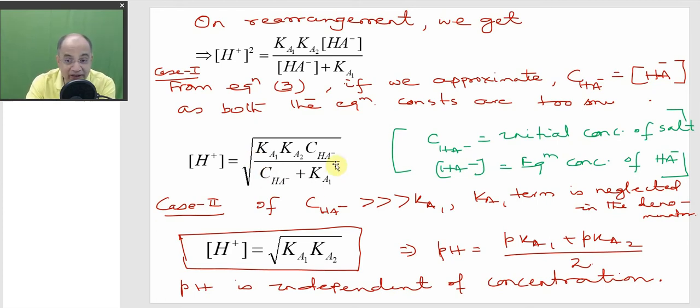But as long as it is a weak acid and K1 is very, very small, and you are taking moderate concentrations 0.1, 0.2, 0.01, 0.001 up to 0.001, 0.002, 0.0001, so up till it is much greater than this, where you think that this can be neglected, you find the pH is independent of concentration.